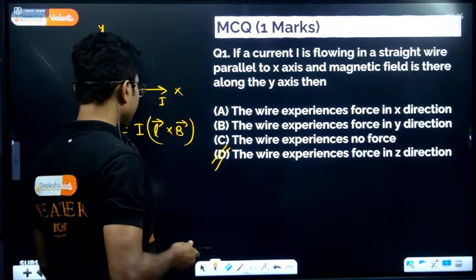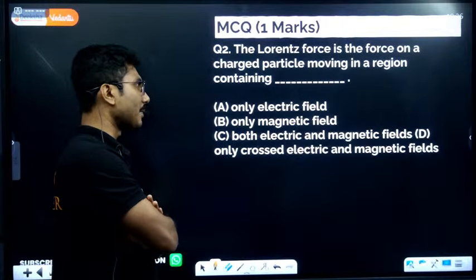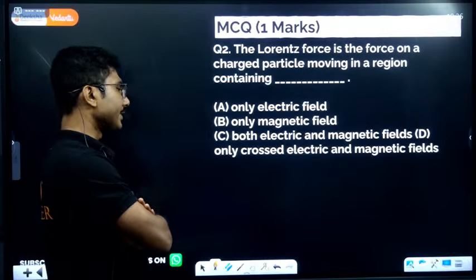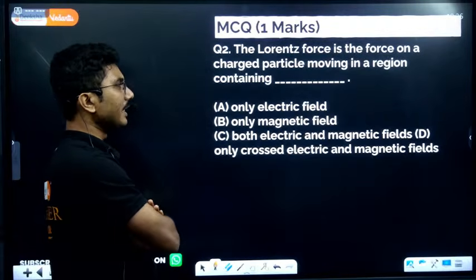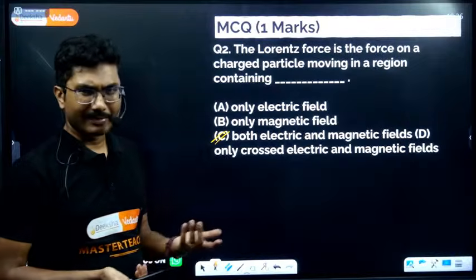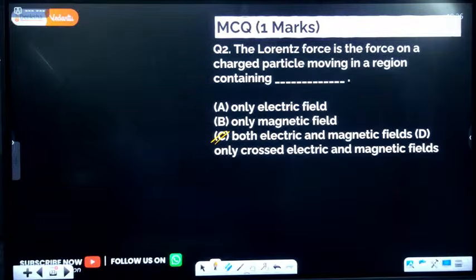Okay, now let's move on. The Lorentz force is the force on a charged particle moving in a region containing only electric field, only magnetic field, both electric and magnetic field, or only crossed electric and magnetic field. I don't know what crossed electric and magnetic field is, so it will be both electric and magnetic field.